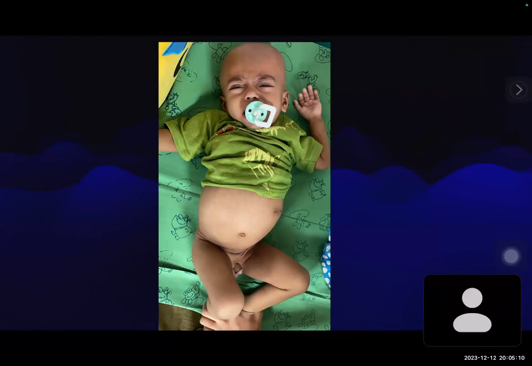Wait. Based on the history, what is coming to your mind as the possible cause of abdominal distension in this child? A 1-year male who has been incidentally detected to have abdominal distension, asymptomatic. Yes, ma'am. The child has also undergone some invasive procedures, madam.